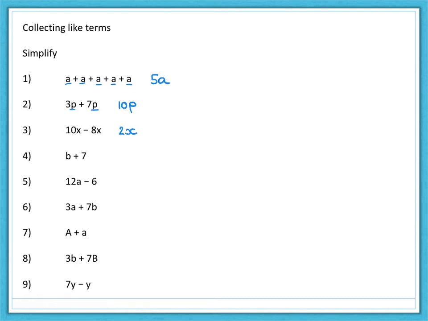Now, we hit a problem in number 4 because b and 7 are two different types of term. They cannot be collected together. So this does not simplify. You will find some people try and say that the answer is 7b, but that means 7 times b, which is not the same as b plus 7. The only other way in which you might want to write this is 7 plus b rather than b plus 7, but you can't simplify it further. Same with question 5, you've got an a term and a number term, so they do not simplify.